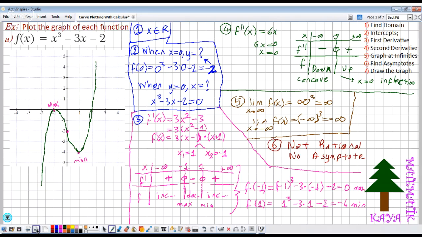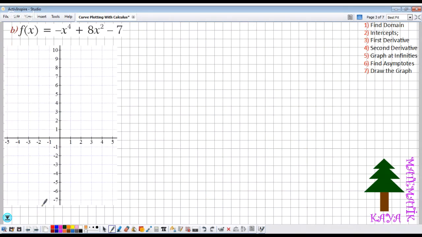So now let's move on to the next example. We will do the same steps once again for this example. The first step, domain. Since it is a polynomial, we can use all real numbers. So then after it, intercepts, the second part.